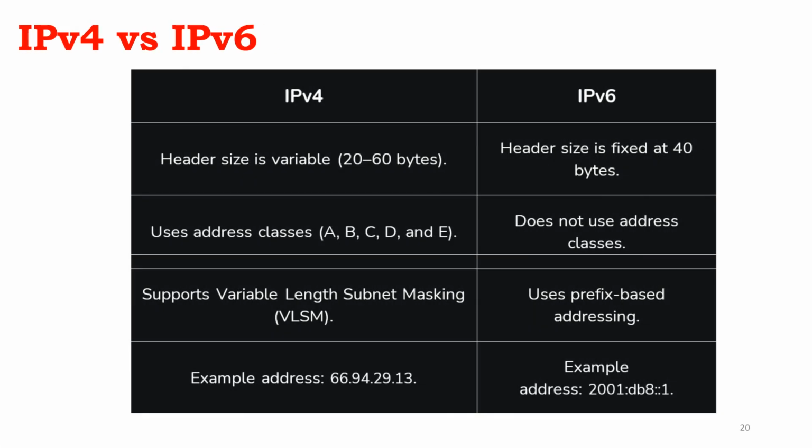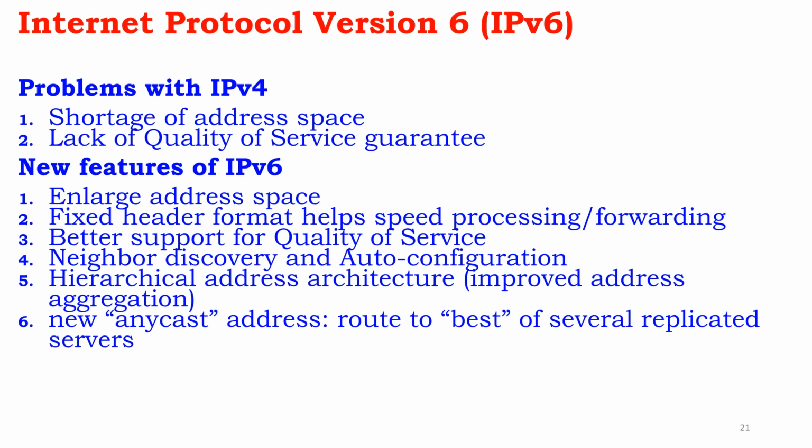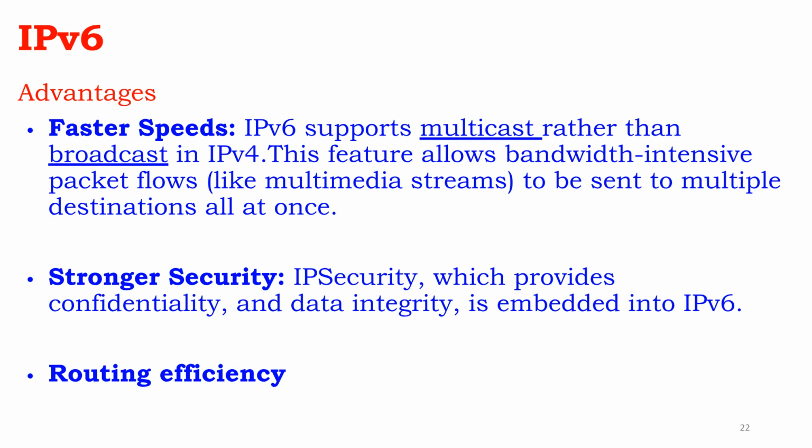IPv6 has built-in IPsec support and performs fragmentation only at the sender, unlike IPv4. IPv6 also uses a flow label for packet flow identification and replaces broadcast communication with multicast and anycast. IPv4 has a variable header size of 20 to 60 bytes and uses address classes A to E. IPv6 has a fixed header size of 40 bytes and does not use address classes, instead relying on prefix-based addressing. IPv6 was developed to address IPv4's problems, such as address shortage and lack of quality of service guarantee. New IPv6 features include an enlarged address space, fixed header format for faster processing, better QoS support, and neighbor discovery.